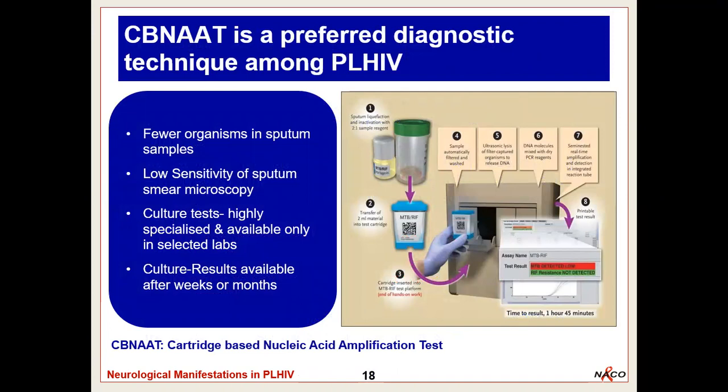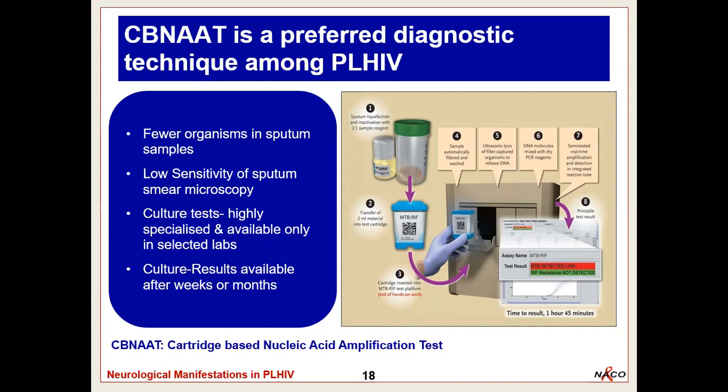What is important is, so we know that in the HIV immunosuppression stage, which is advanced HIV or late presenters, and not just the late presenters, overall in HIV TB cases, we know that there is low sensitivity of sputum microscopy. And also because we know that there are fewer organisms, the bacillary load is quite low in the sputum. Cultures take a lot of time. It is not possible to have cultures in all the facilities. The turnaround time, it takes weeks for us to give the results.